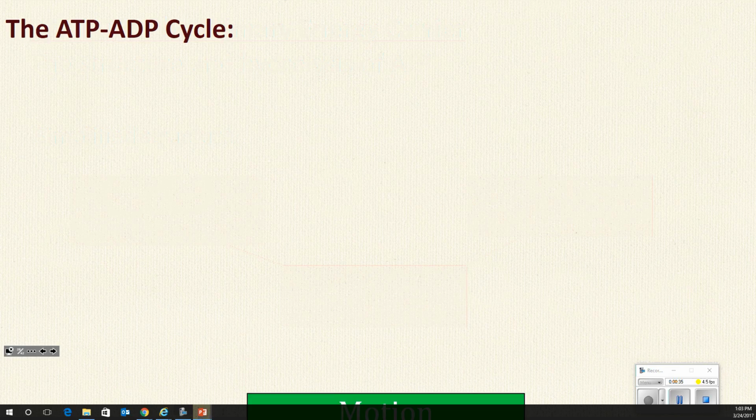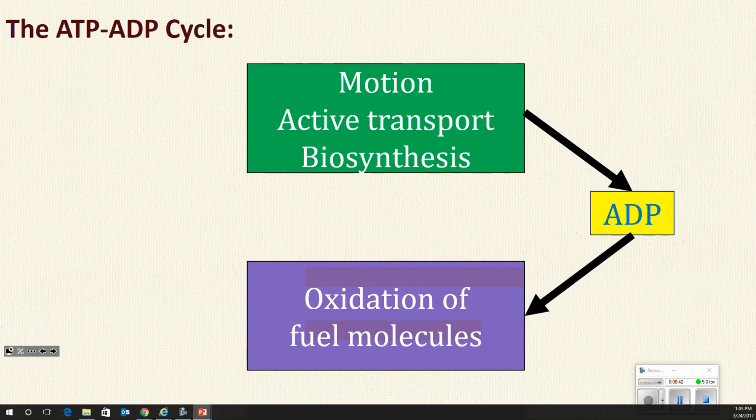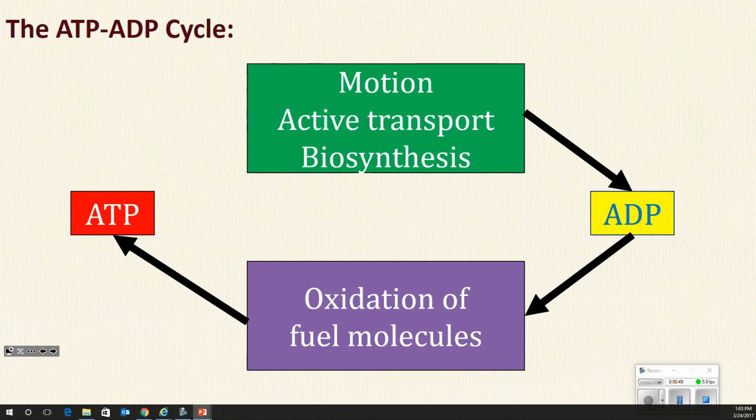Okay, ADP-ATP cycle. So we've got active transport and biosynthesis that goes to ADP, which then goes to oxidation of fuel molecules, which then goes to ATP, which is triple the phosphate instead of diphosphate, which goes back to active transport and biosynthesis. The one that I found said it's like ATP to energy from the cells, and then ADP to energy from the food, like fuel. Right.